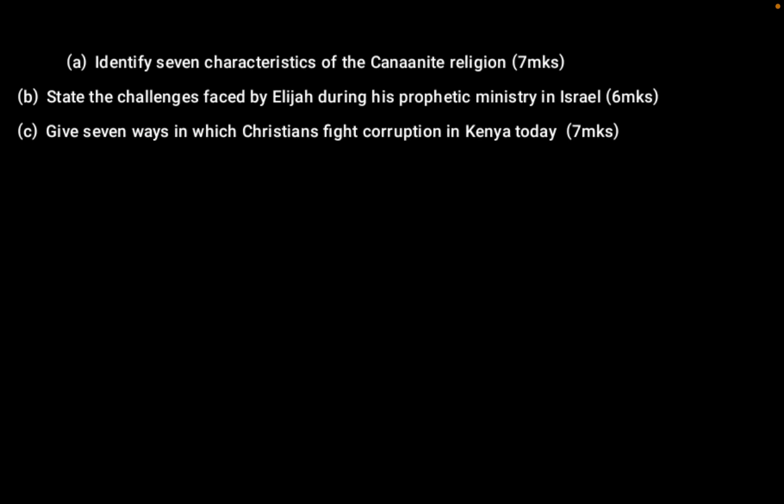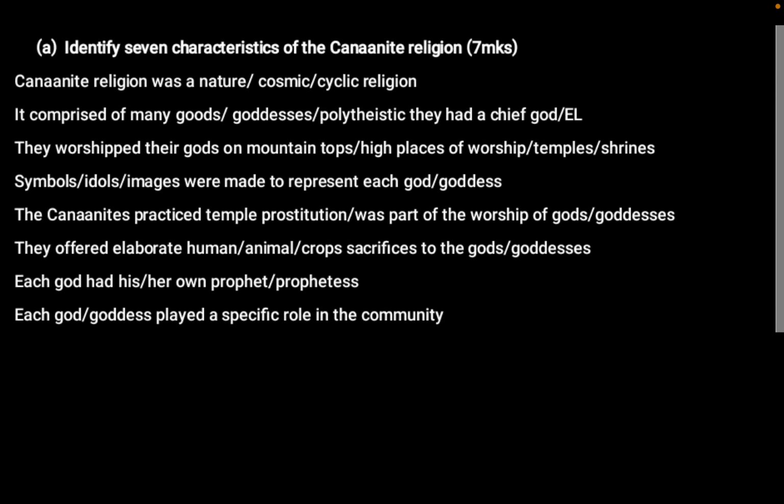Question 3. I also talked about in the prediction about Canaanite religion. Identify 7 characteristics of the Canaanite religion. It was cyclic, or rather you can just say it was a nature religion. Number 2, it was polytheistic, or you can say it comprised of many gods with a small g.